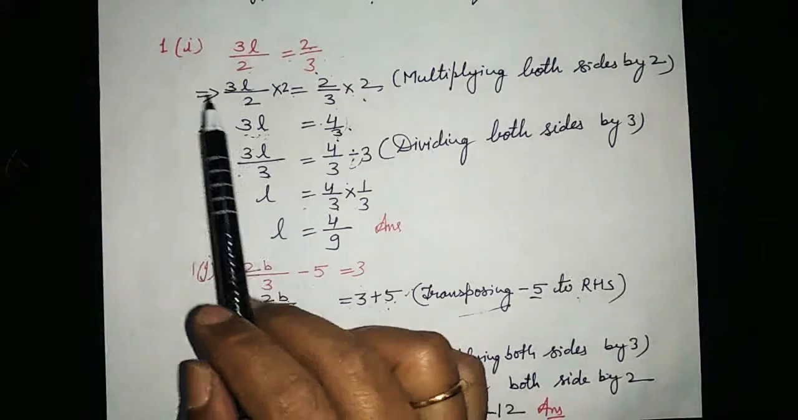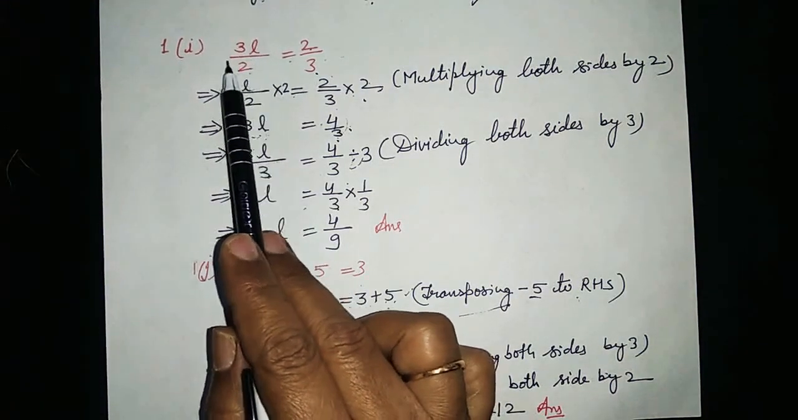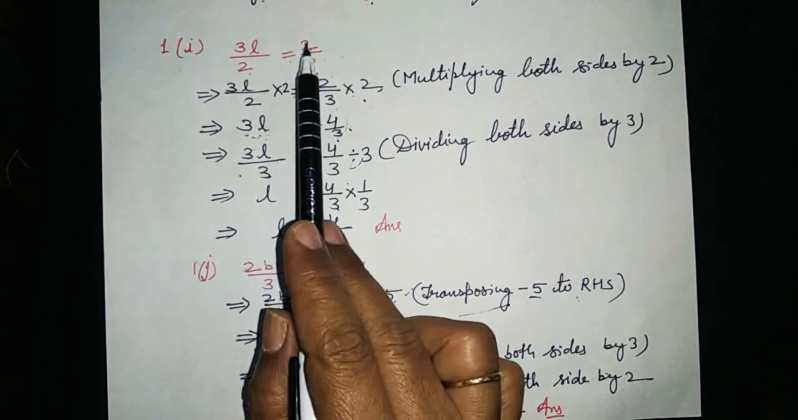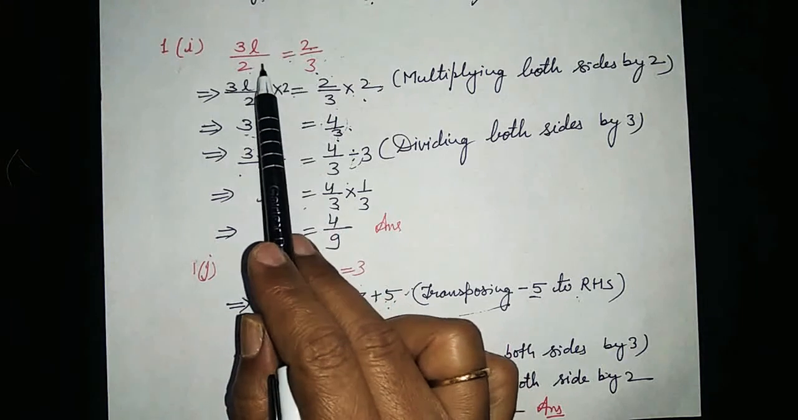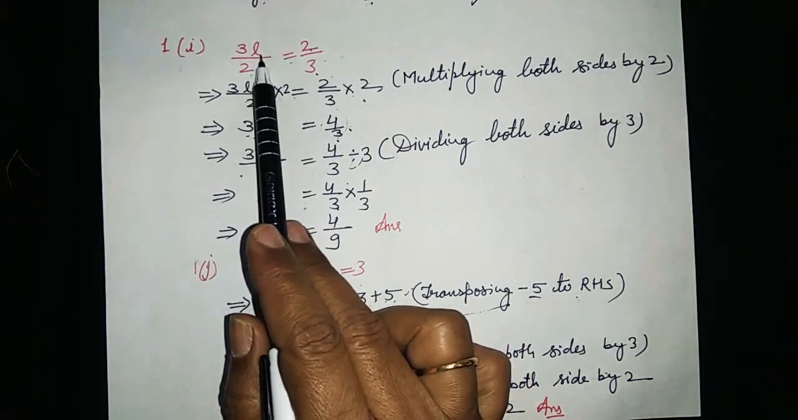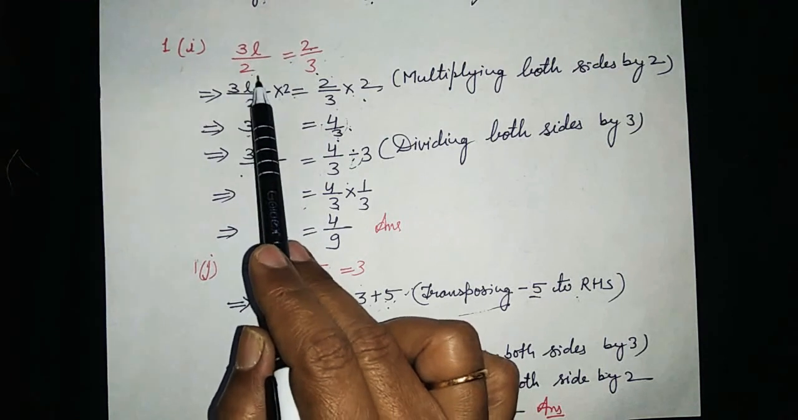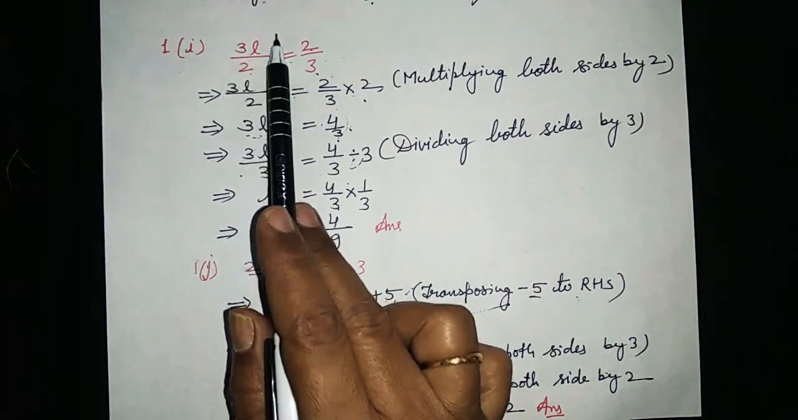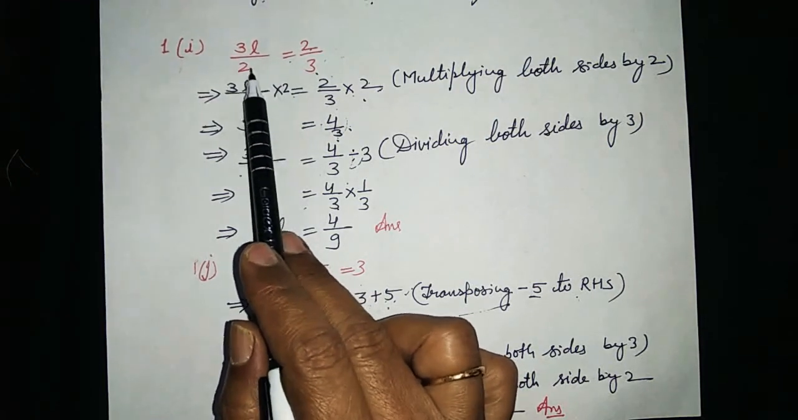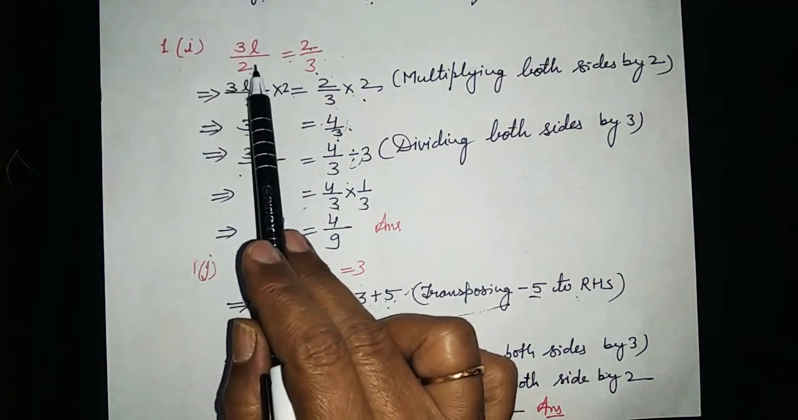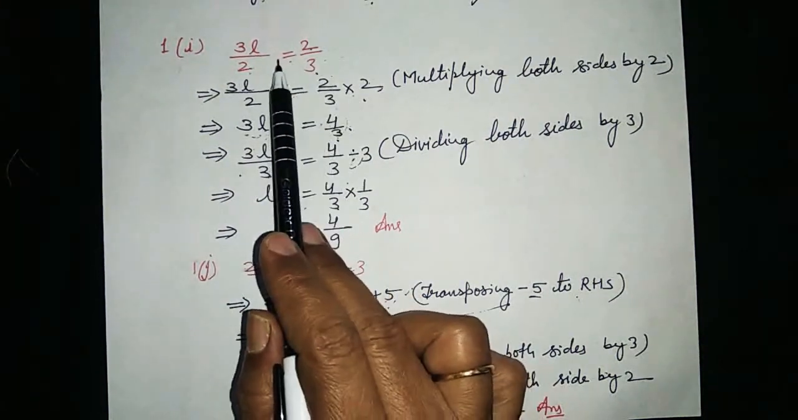Now, see the I part of question number 1. Equation is 3L divided by 2 is equal to 2 upon 3. In this equation, you can see 3 is in multiplication with this L and 2 is in division. So, to separate the L, first we will remove this 2. Okay, this 2 is in division. So, to eliminate this 2, we will multiply both the sides by 2.